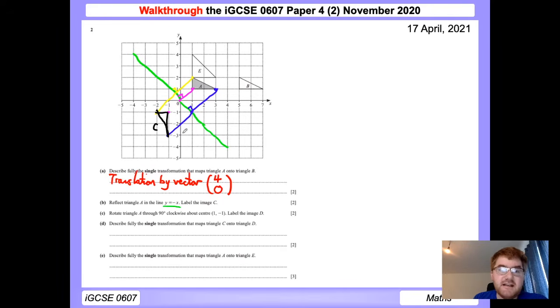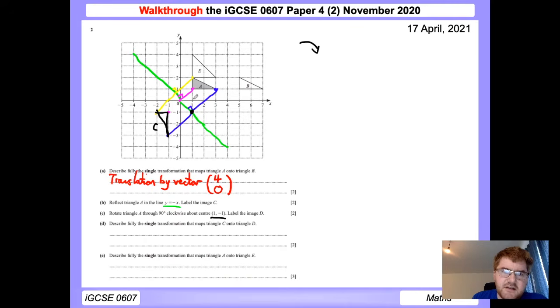For part C, we're going to go back to this original triangle A, and we're going to rotate this 90 degrees clockwise. Remember, clockwise goes in this direction, following the clock, about the center 1 minus 1. Notice we're not using the origin, we're using a different point, so we're going to be using this point here, 1 minus 1, which I'm going to put in black. Again, use tracing paper, so put tracing paper over the shape, draw around it, mark in the center of rotation, and then spin it 90 degrees. However, we don't have access to such clever things here, so we're going to do this manually.